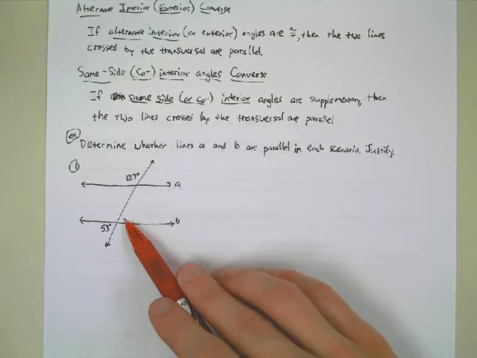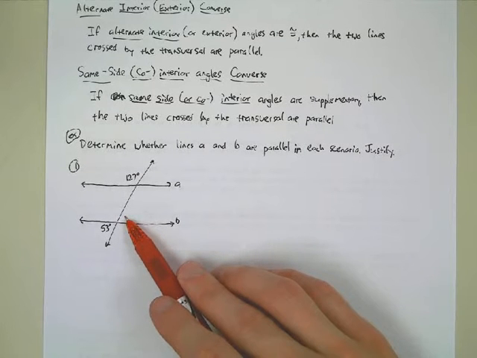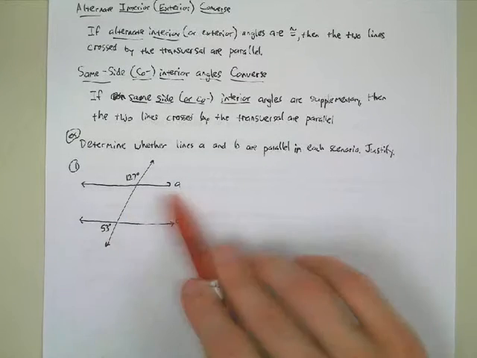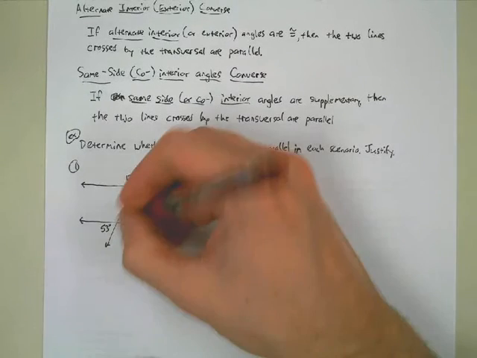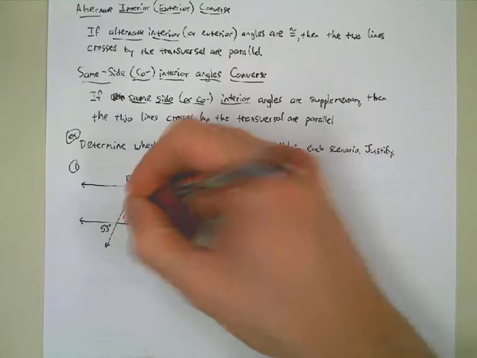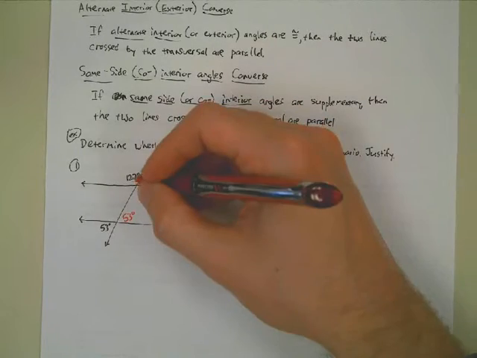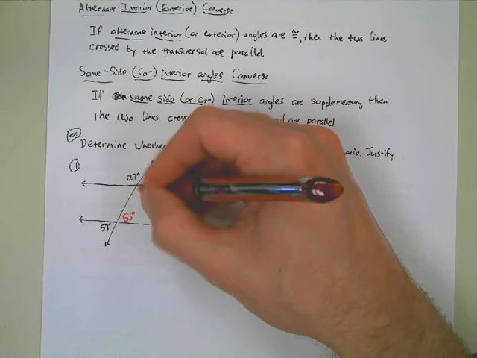It's got to be 53 as well, right? Why is that? They're vertical. And do vertical angles require these lines to be parallel? So it's okay for us to say that this is 53 degrees because these are vertical. Okay? And then let's see here. This angle and this angle, well, they're vertical as well, right? So that's got to be 127.